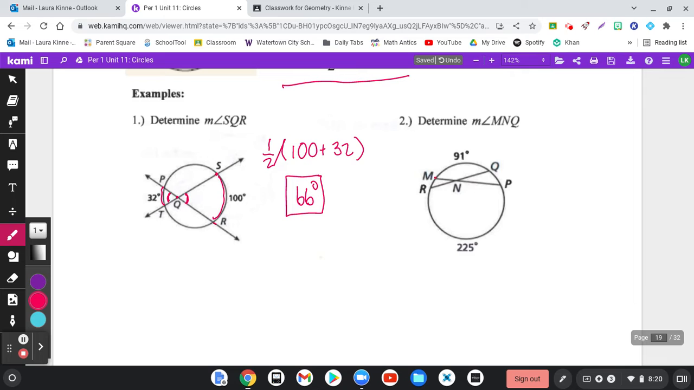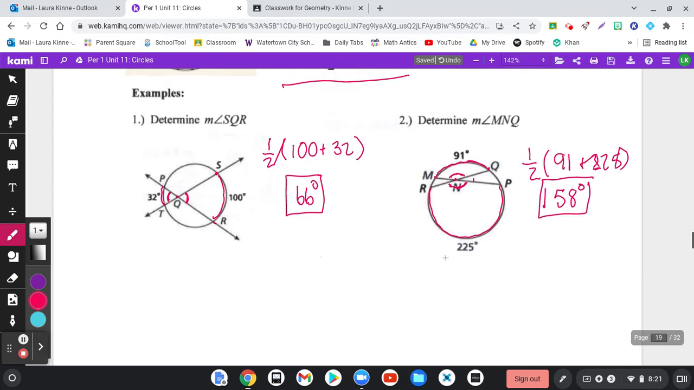MNQ. This angle here should be more than 90, right? It's a big obtuse angle. So again, look at the arcs that are formed by them. So we'll do 1/2 of 91 plus 225. Oof. Okay, and you get 158 degrees. Now be careful. Sometimes they'll ask you what this little angle is here, so then you'd have to take and subtract that from 180.